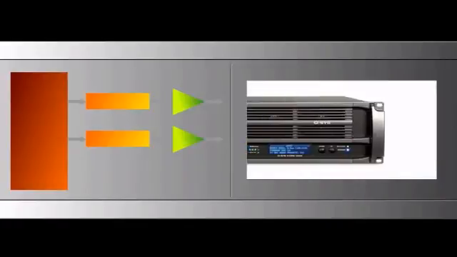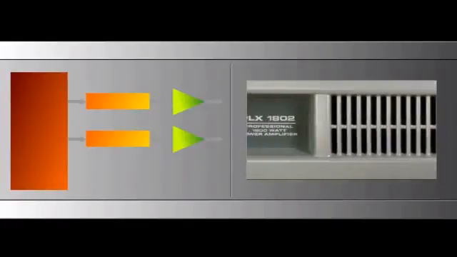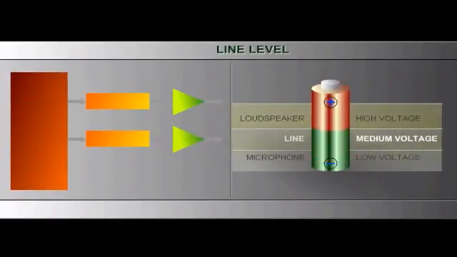The voltage level throughout the signal path within such devices as the mixer and the DSP to the input of the power amplifier is line level.